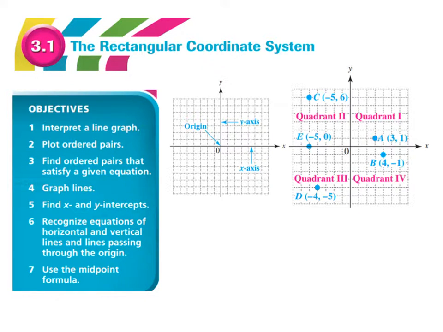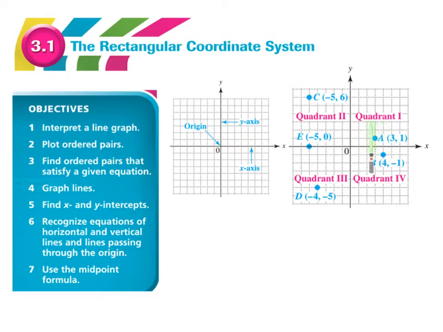Today we are going to be taking a look at the rectangular coordinate system. A few points to make about that. When we've got our XY or rectangular coordinate system, the point where the X and Y axes meet is called the origin. The X axis is our horizontal axis and the Y axis is the vertical axis.